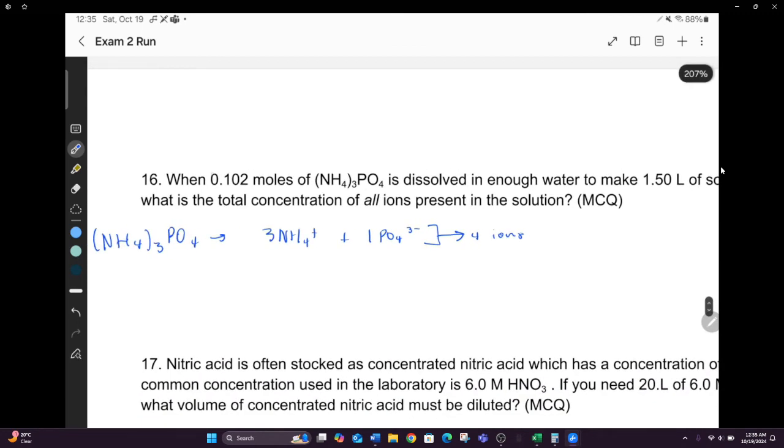So we have 0.102 moles of this stuff. This is going to turn into 0.408 moles of ions. And again, we're just multiplying by 4 because we know that this breaks down into 4 ions.